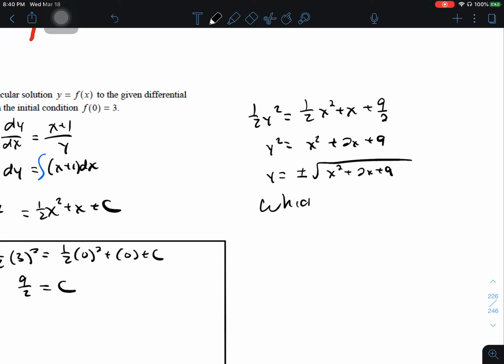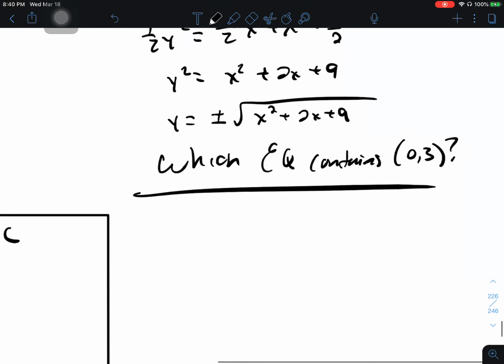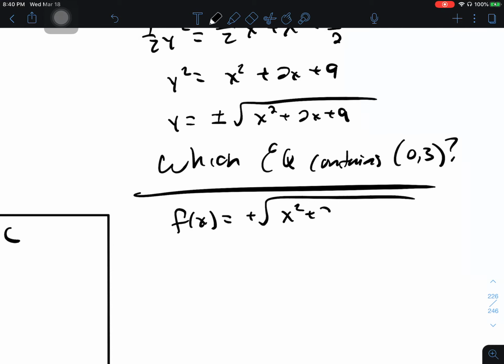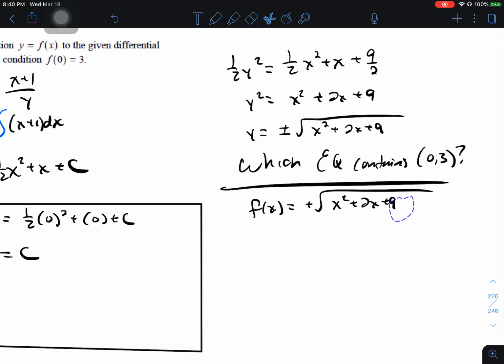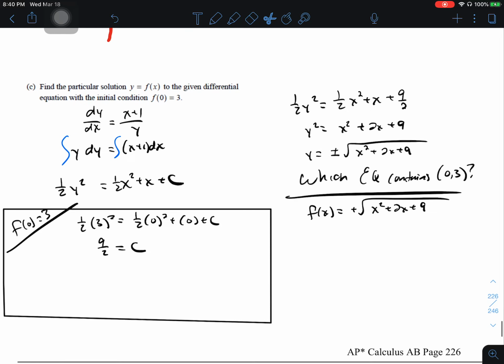So which equation, there's 2 there, contains 0, 3? Well, the one that contains 0, 3 is the positive one, because 3 is positive. That is our particular solution.